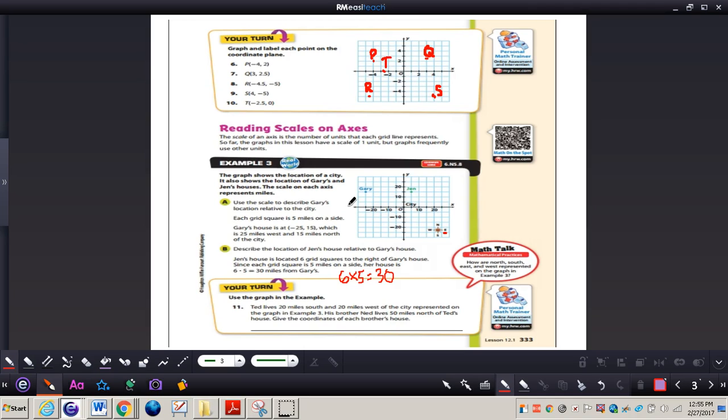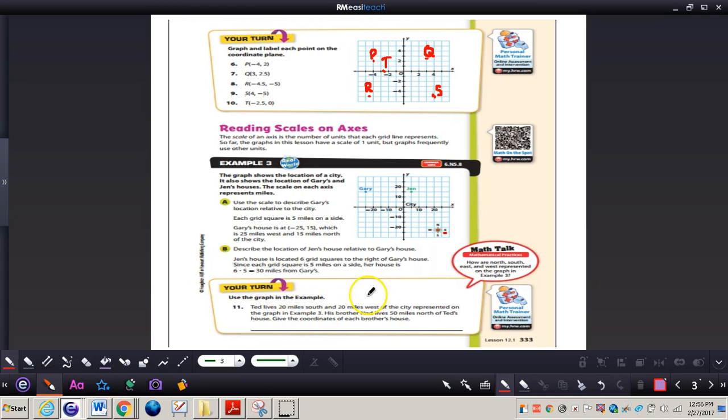And let's take a look at number 11. It says Ted lives 20 miles south and 20 miles west of the city represented on the graph in example 3. His brother Ned lives 50 miles north of Ted's house. Give the coordinates of each brother's house.